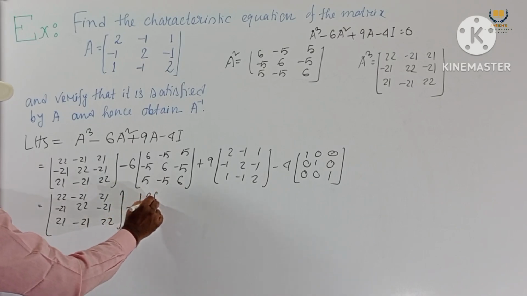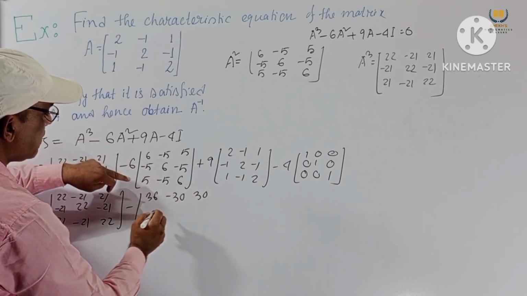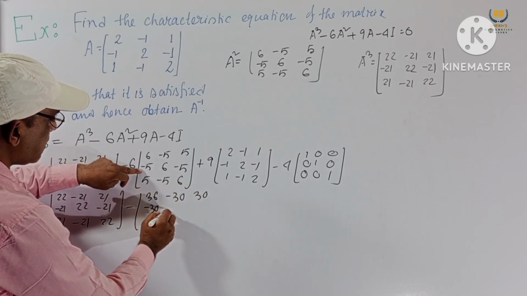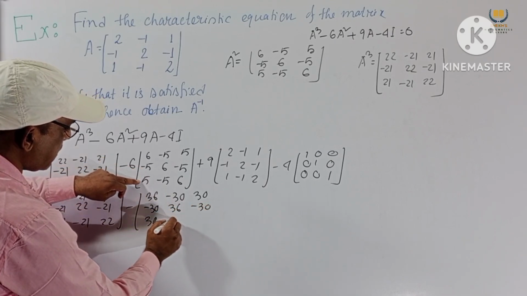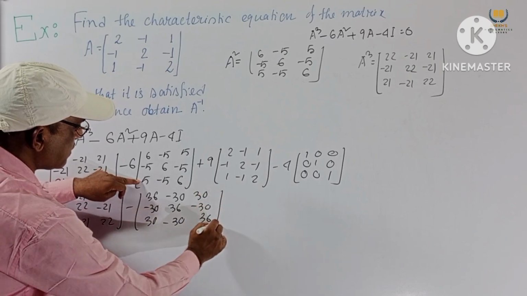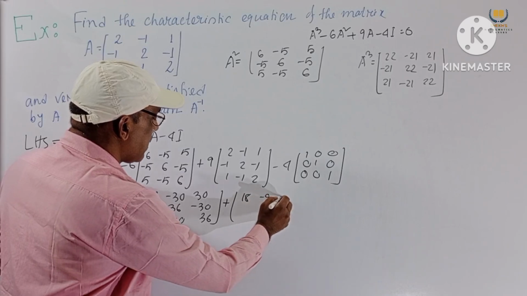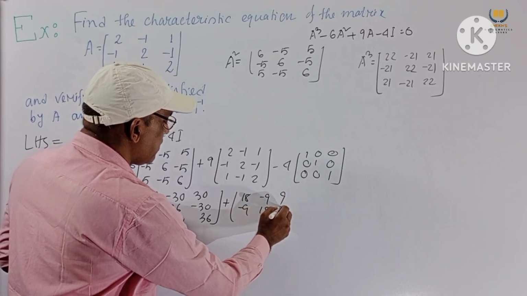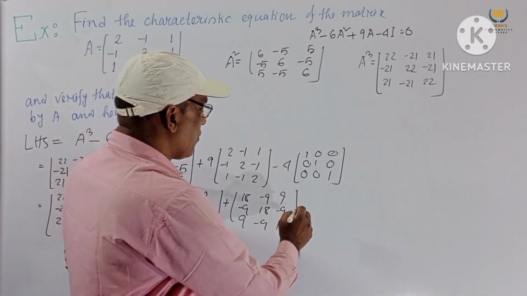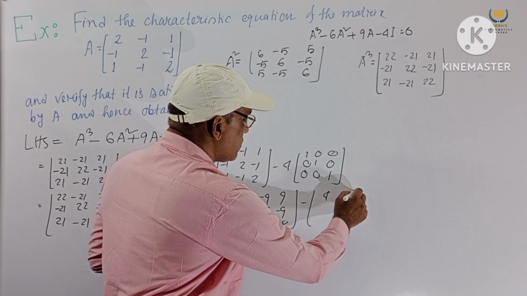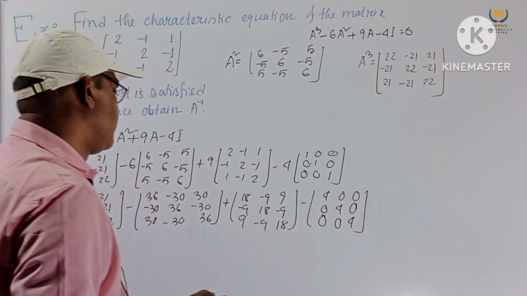and this is 36 minus 30 30, minus 30 36 minus 30, 30 minus 30 36, and multiplying by 9, this is 18 minus 9 9, minus 9 18 minus 9, 9 minus 9 18, and multiplying by 4, this is 4 0 0, 0 4 0, 0 0 4. We get this.